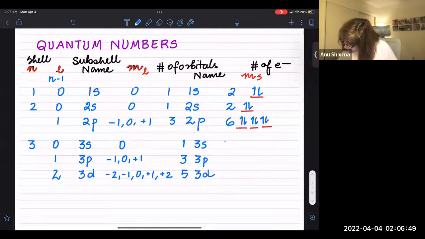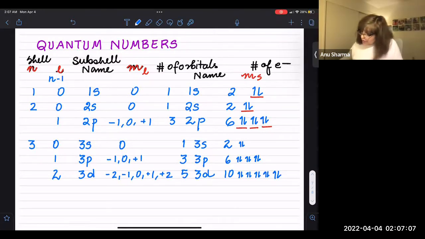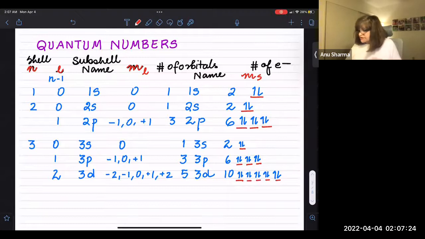So now the number of electrons are 2, 6, and 10. And how are they located? Like this: 1, 2, 3, 4, 5, 6. And these are 1, 2, 3, 4, 5, 6, 7, 8, 9, 10. Okay. In this case, you can see these are the orbitals where these electrons are located. So you can see 6 electrons in the p orbitals and 10 electrons in the d orbitals. And each orbital has a maximum of 2 electrons.